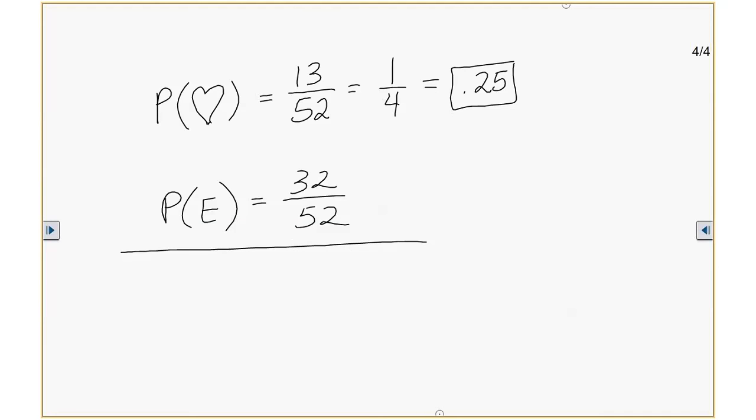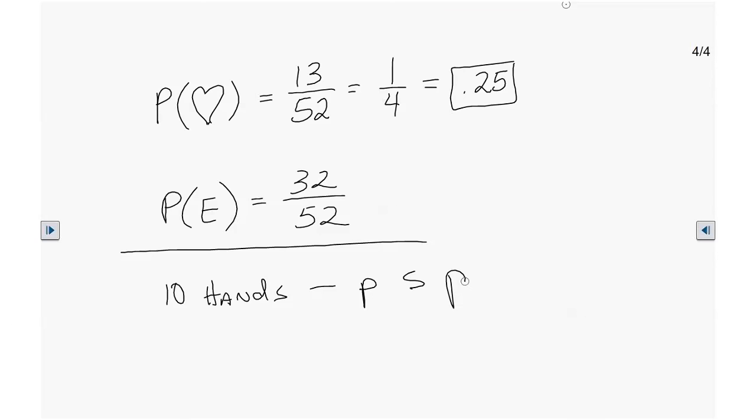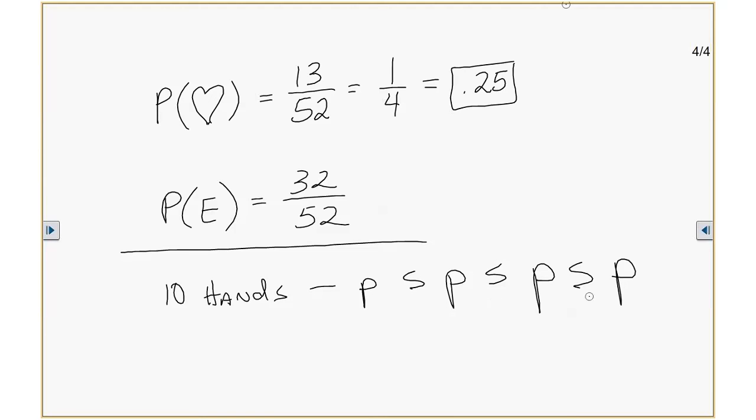So if you're doing an observing or an experiment, then you would actually do 10 hands. You would shuffle the deck, have somebody pick, then shuffle, then pick, then shuffle, then pick, then shuffle, then pick. That would be 1, 2, 3, 4, and then shuffle and pick. That's 5 hands that you shuffled and picked, and then you would write down, okay, I got a heart 1 time out of 5. And see, it doesn't match. 1 out of 5 isn't the same as 1 out of 4. But we're going to do it 10 times. That's supposed to be possible.